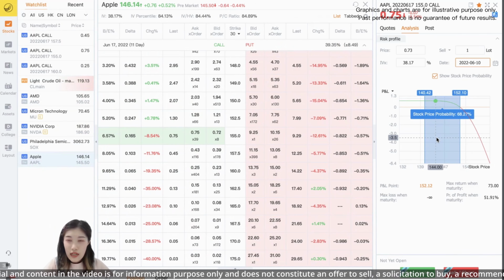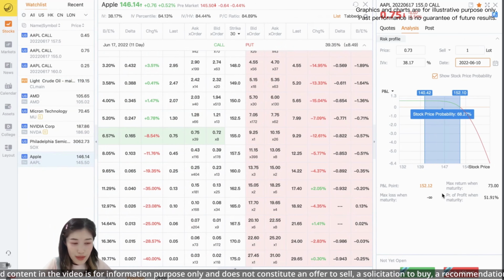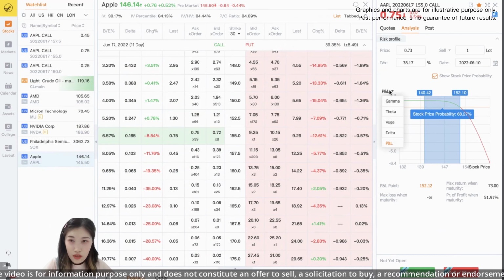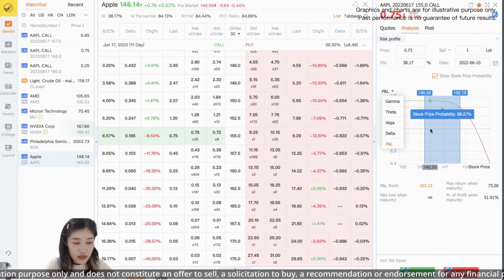Now, besides calculating break-even points, max returns and the probability of profit, the chart also has the option grids embedded, such as gamma, theta, vega, and delta. Option grids measure the sensitivity of option price in regards to its underlying determining parameters, such as volatility and the price of the underlying asset.